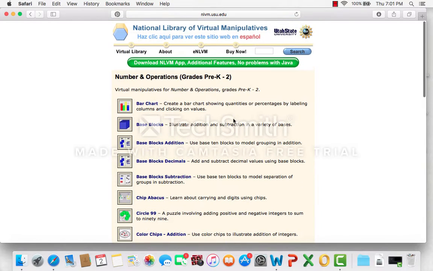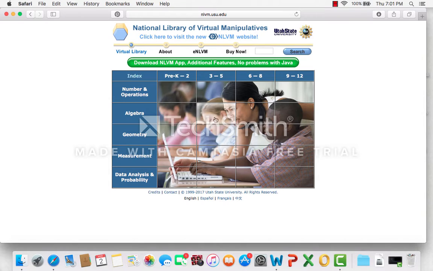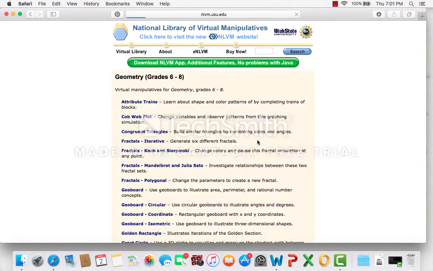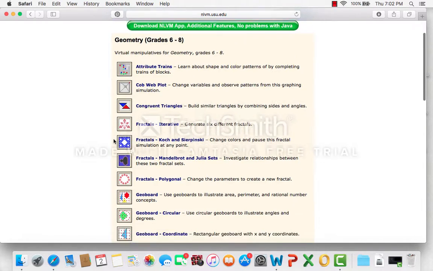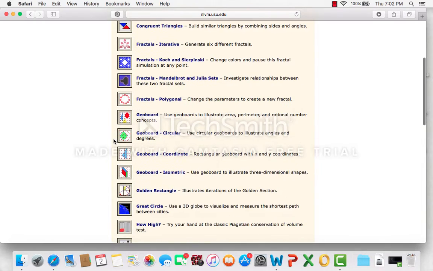So I will go ahead and go back to the main page. There are a variety of manipulatives. If you were talking about geometry for 6 to 8, or grade 6 through grade 8, there's a variety of manipulatives you could use. These are all free manipulatives.